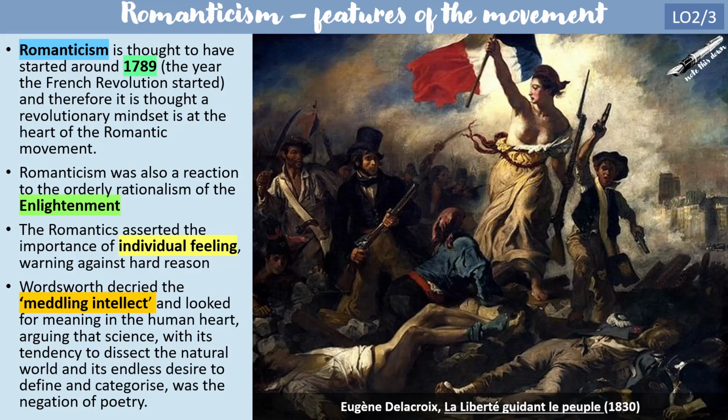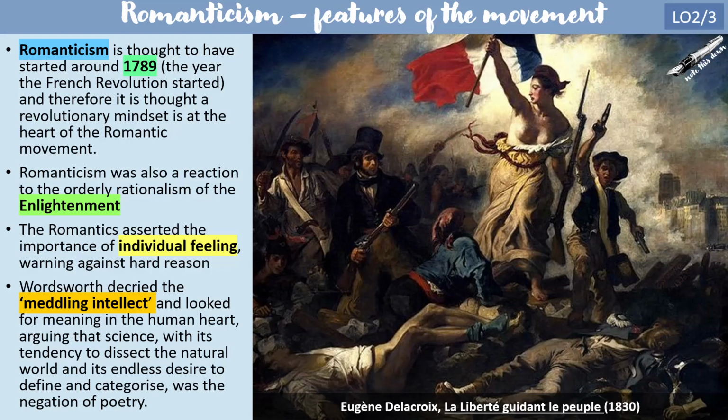The Romantics asserted the importance of individual feelings and warned against hard, objective reason, and rejected the idea of trying to find a scientific argument or reason for the workings of the world and the universe. Because if you find a scientific reason for everything in the world, it removes that sense of wonder and those sublime emotional feelings, which are more true for the Romantics than the scientific reason itself.